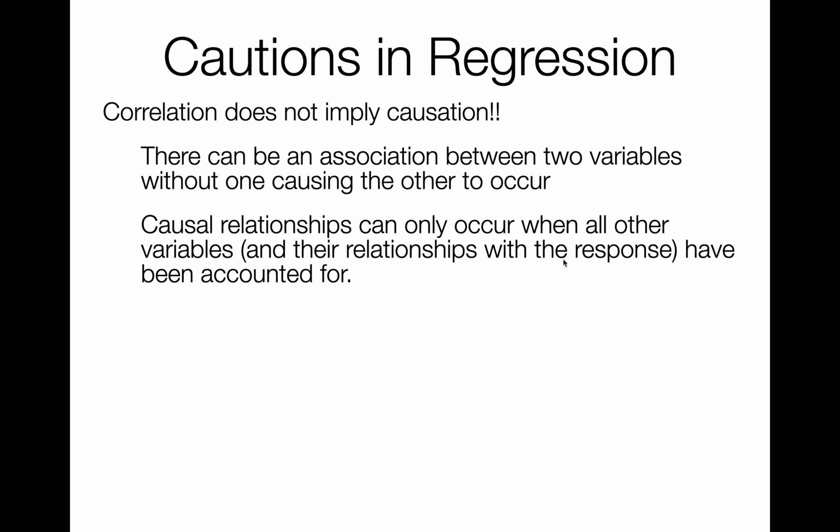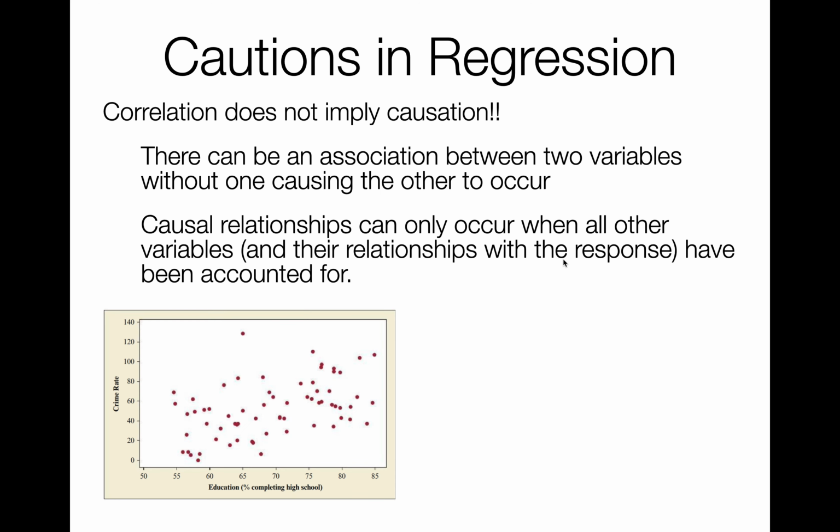There can be an association without one causing the other. Causal relationships can only occur when all other possible variables have been accounted for. If there's absolutely nothing else that could be causing these differences, then that's a causal relationship. It's really hard to get a good causal relationship. You have to be really careful and make a really good experiment to look at causal relationships.